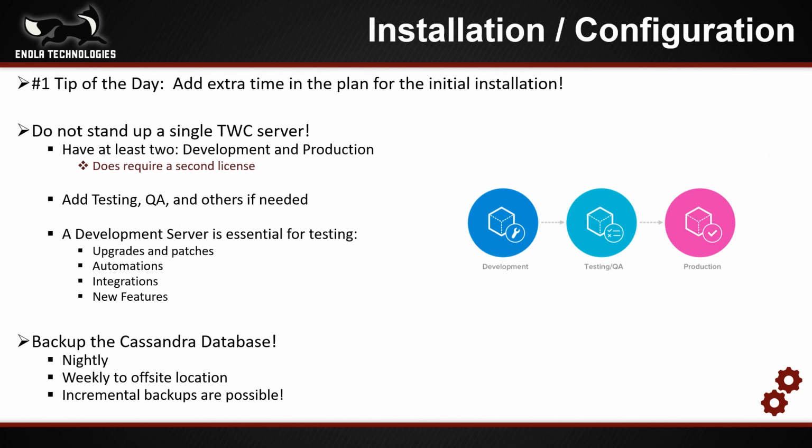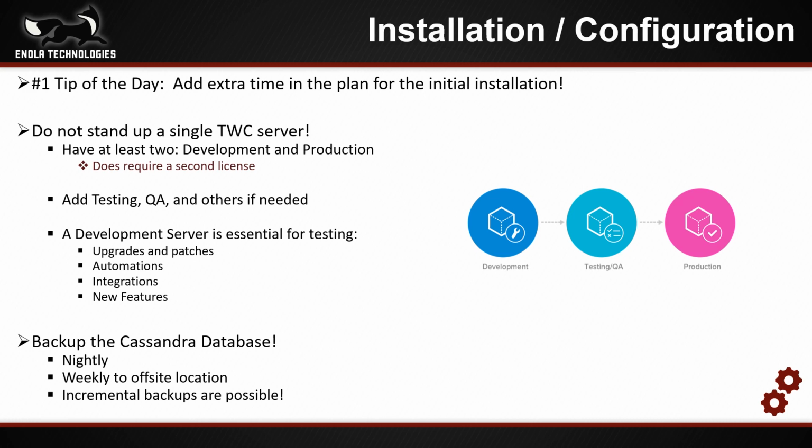Now that's out of the way. My big number one tip for installation for you is to not stand up just a single Teamwork Cloud server. I can't tell you how many organizations and companies I go into where this is the case. You need to have at least two, development and production. Now, if you want to add testing servers, QA servers, and other common things you'll see in other software and server-based environments, you're absolutely welcome to. But at the very minimum, you need development and production servers.